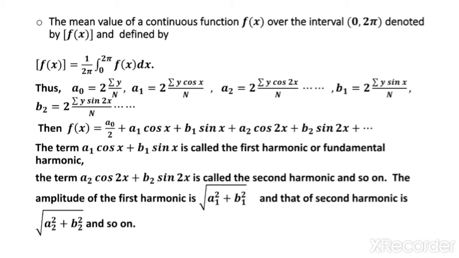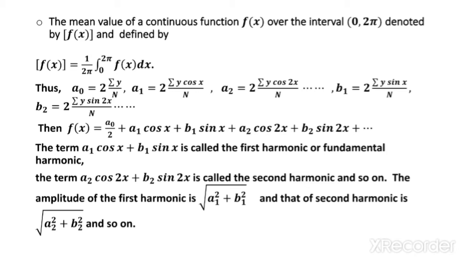Now, how will you calculate the first harmonic? The first harmonic is written as a1 cos x plus b1 sin x. If you need to calculate the second harmonic, you have to get a2 cos 2x plus b2 sin 2x. Now, how about the third harmonic? The third harmonic will be a3 cos 3x plus b3 sin 3x and so on.